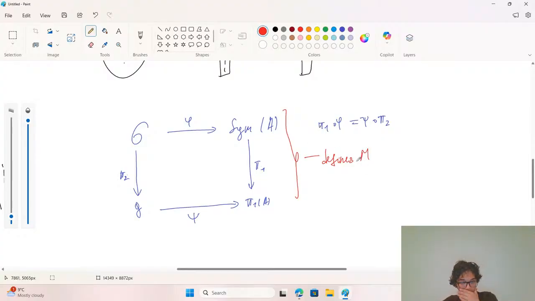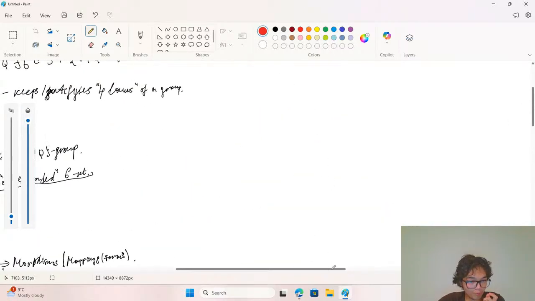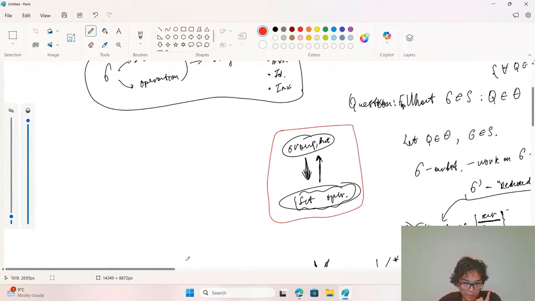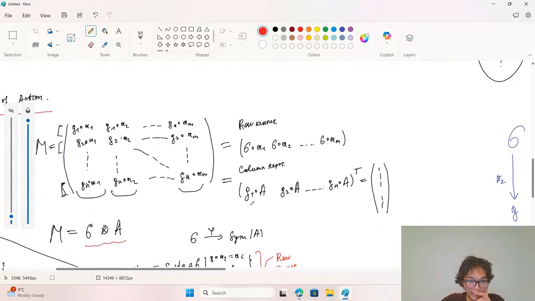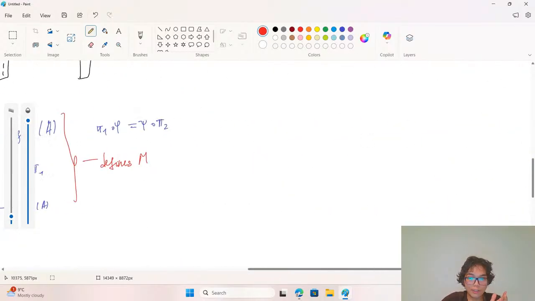It defines M, and it looks like it defines column by column or row by row. I thought about this, but I couldn't find it in my notes. By this diagram, if we go from P1 and psi, it takes P1, it's G, some element, and psi gives some permutation of A. So it's probably row by row, so it defines the column representation.